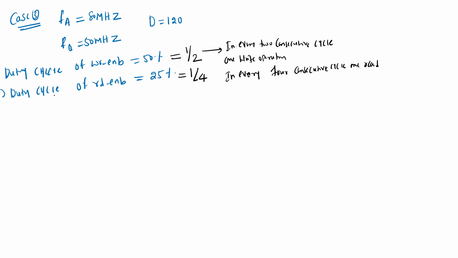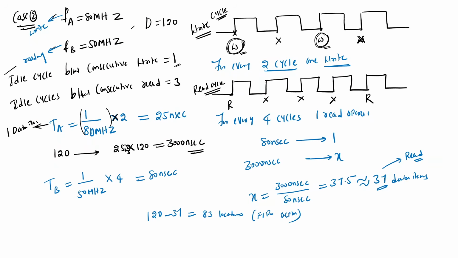This is same as case 2 only, no? Yes, sir. Same as case 2 only. So then a combination of case 2 and case 3 will be coming. Idle cycle between consecutive write is 1. So that means every 2 cycles one write operation is happening, and every 3 cycles one read operation is happening.